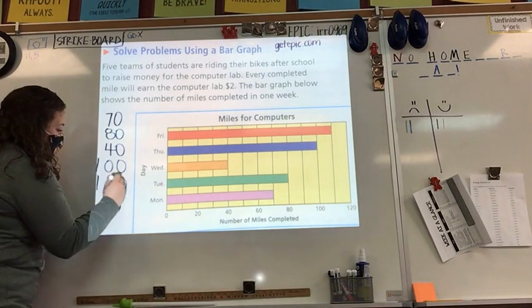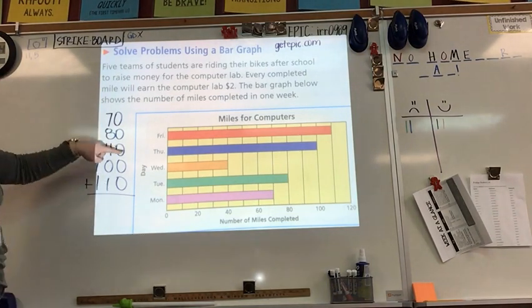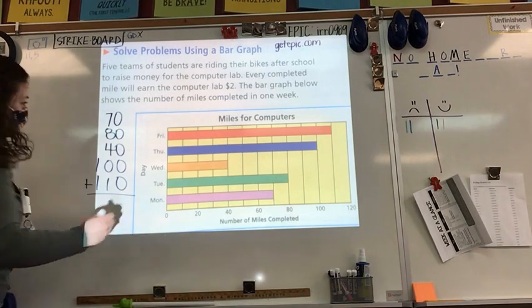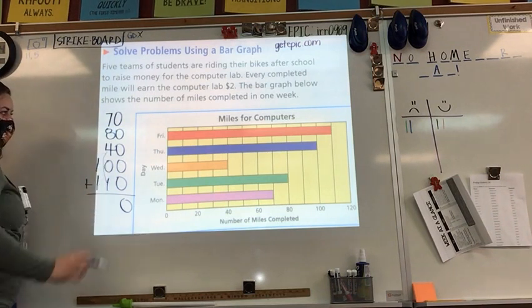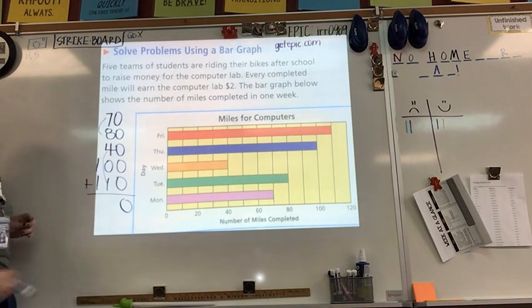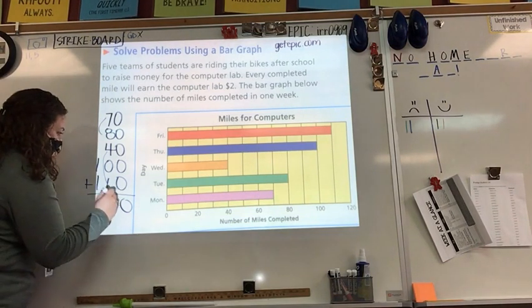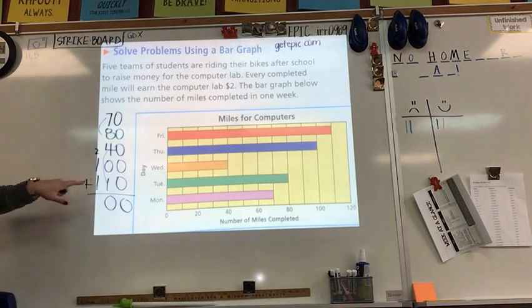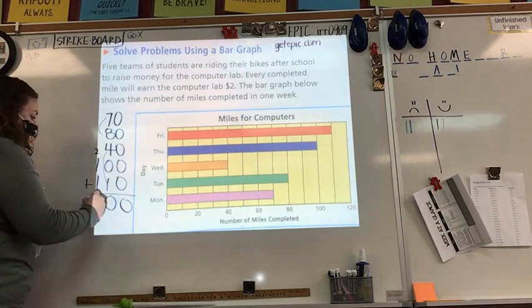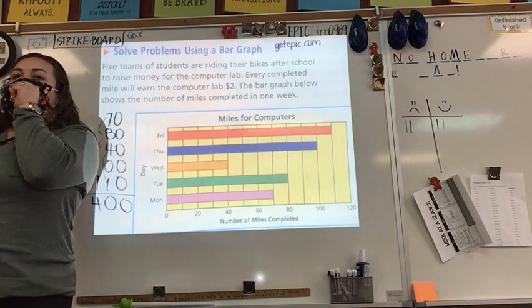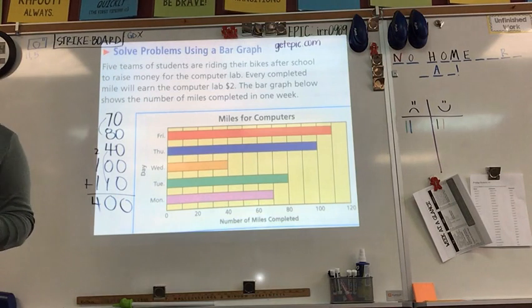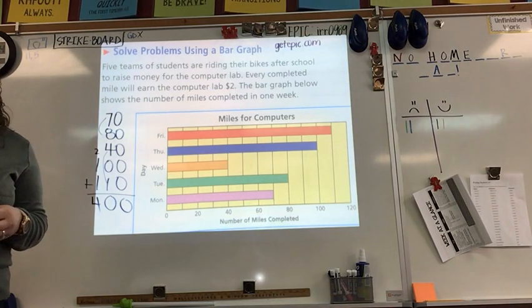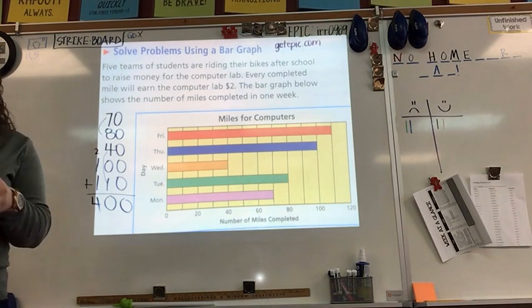110, so let's add these up quick. 0 plus 0 plus 0 plus 0 plus 0 is 0. These ones I like to pair up. I know that 4 and 1 makes 5, and 7 and 8 makes 15, so 15 plus 5 is 20. Plus my 0, carry my 2. 2 plus 1 is... Now I'm looking for a mathematician who can tell me how many miles they rode in all. Jane? 400. 400 miles, very good.